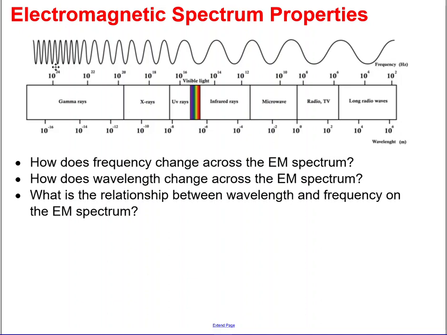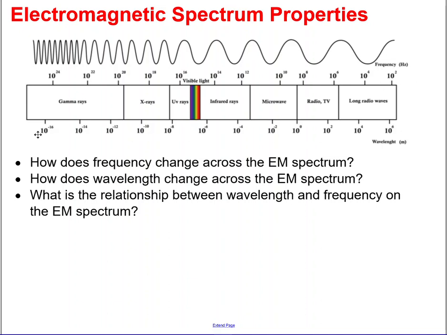Okay, so as we look at this chart, we can see that there is frequency listed as well as wavelength. And so when you look at these, what do you notice about the frequencies as we move from left to right? One thing you can observe is that it is getting smaller. So the frequency of a gamma ray is really, really high, 10 to the 24th. And as we move this way, it gets smaller and smaller, down to 10 to the second hertz.